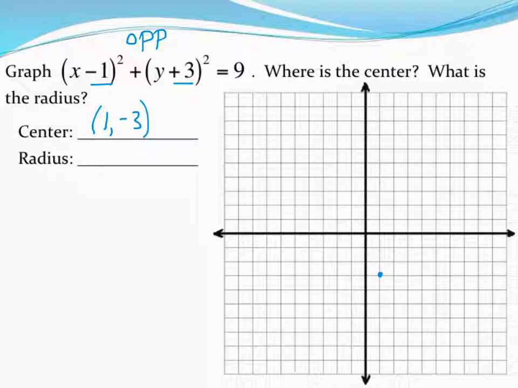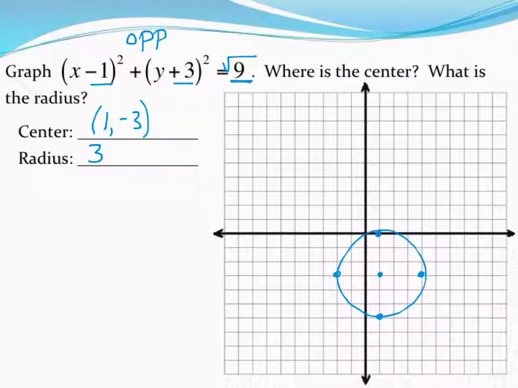Next up, I'll find the radius. Remember, this number represents our radius squared. So to find the radius, I'll take a square root. The radius of this circle is going to be 3. So from that center point, let's count 3 spaces to the left and to the right. And then also count up and down 3 spaces. And then we'll do our best to make a nice rounded circle between those points.